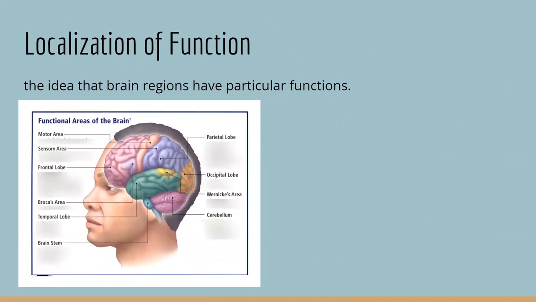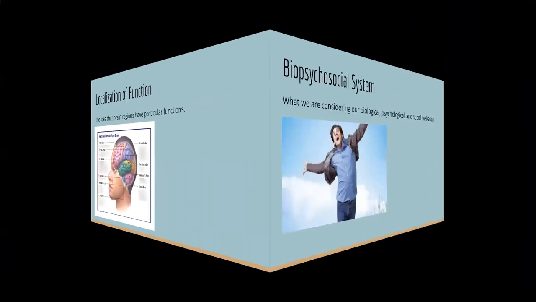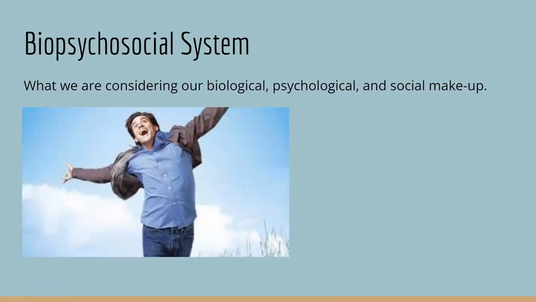Okay, localization of function. At least he was kind of right, because there are different brain regions that have certain functions, which you don't have to know those right now. So what is a biopsychosocial system? Well, this is just what we are, who we are, considering our biological, psychological, and social makeup.